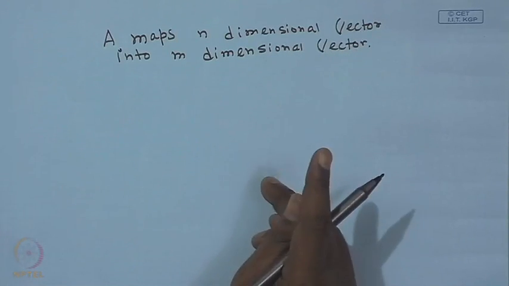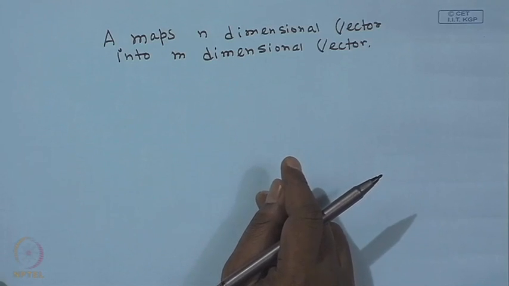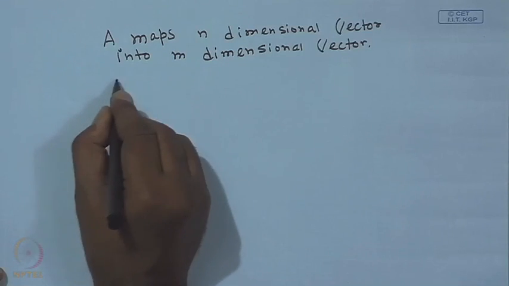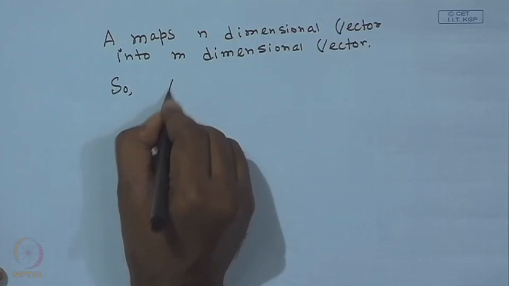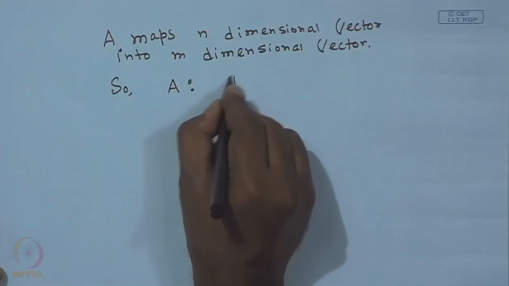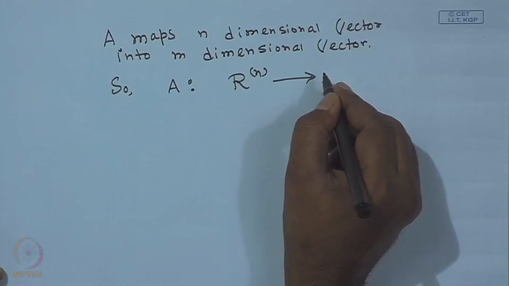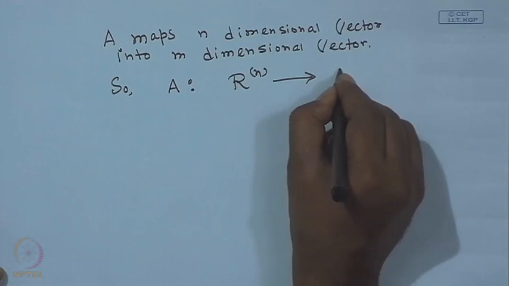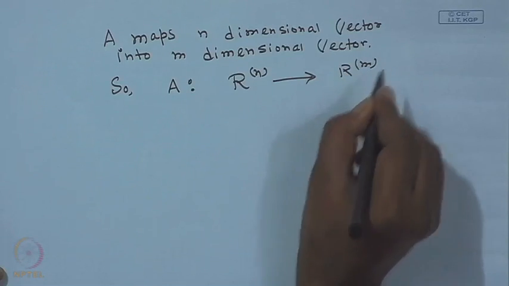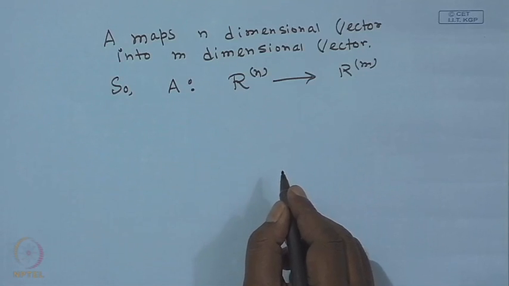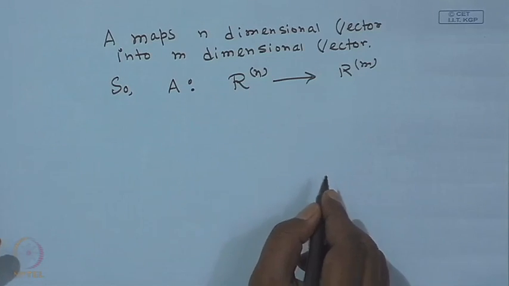So, it maps n dimensional space into m dimensional space. In a short form we can write A is a map which basically takes the n dimensional space into m dimensional space in real space.